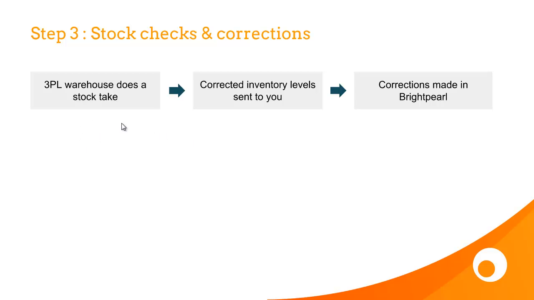And then the final part of 3PL is stock checks and corrections. The 3PL warehouse will periodically be doing a stock take, and what they will then do is they'll send you corrected inventory levels. What you then need to do is make the corrections in Brightpearl as you see fit. And don't forget that if you're also using Brightpearl for accounting, then any change to inventory levels is also going to make changes on your profit and loss and balance sheet.